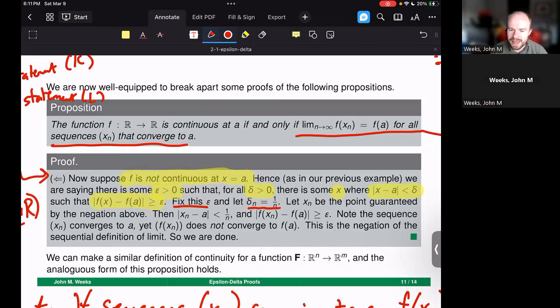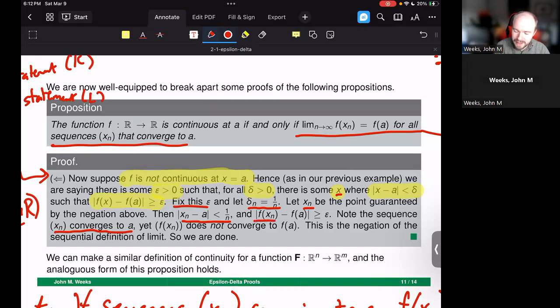So if I pick delta sub n equal to 1 over n, well, then that's going to mean I'm always still able to find this x. I'll call that choice of x for some delta sub n. I'll make that choice x sub n. Let x sub n be the point guaranteed by the negation of the continuity definition given above. Well, x sub n is going to satisfy this, so the absolute value of x sub n minus a is going to be less than 1 over n. Notice that this means that x sub n converges to a. Because, well, x sub n is going to be within this other sequence that converges to 0, so x sub n must converge to a.